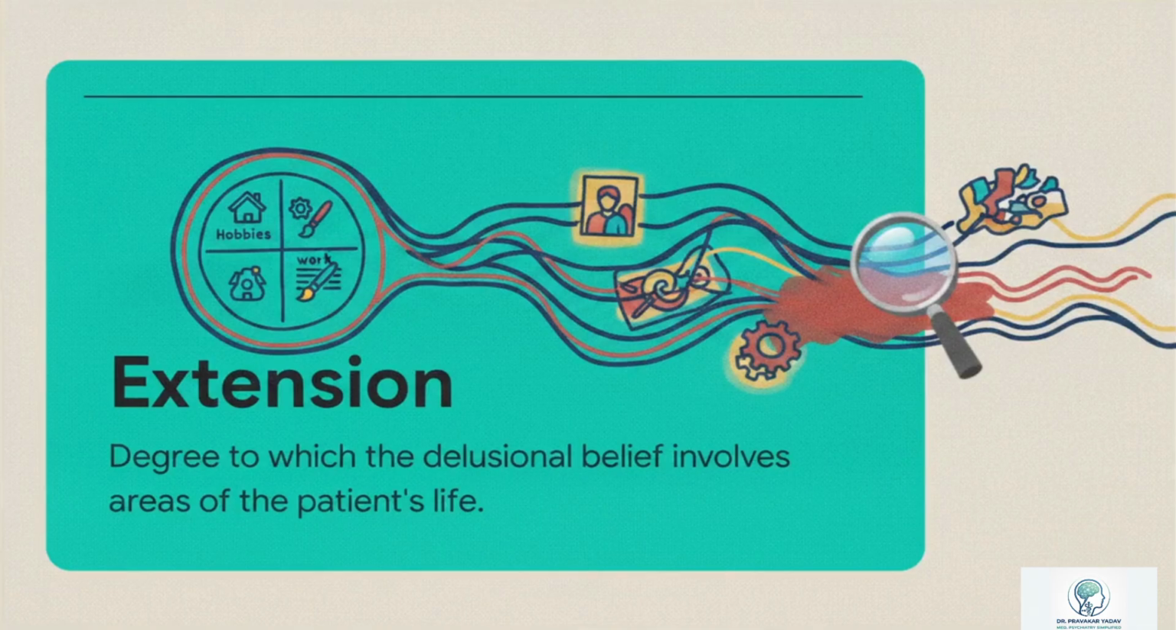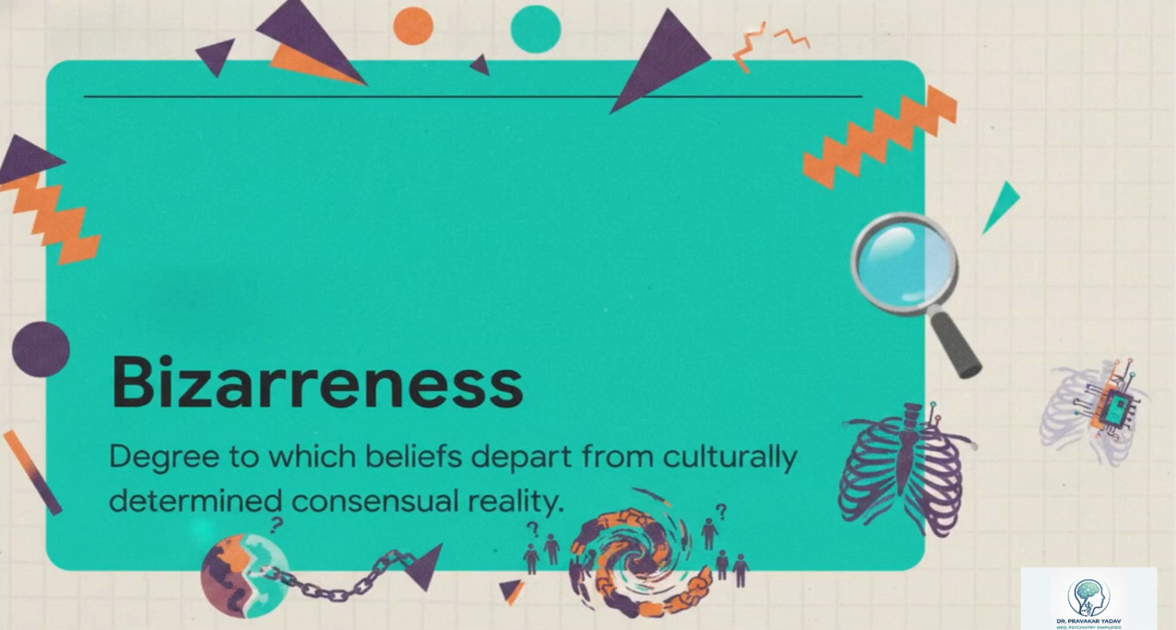Next, we have extension. Think of this as the horizontal scope of the delusion. Sometimes a delusion is what they call encapsulated. It's neatly compartmentalized to just one tiny specific area of a person's life, and everything else functions completely normally. But a delusion with high extension, that bleeds into absolutely everything. It penetrates and alters every single aspect of a person's daily existence, their job, their family, their hobbies, the whole shebang.